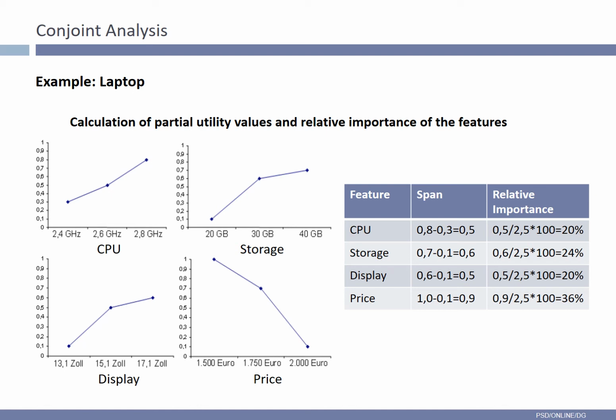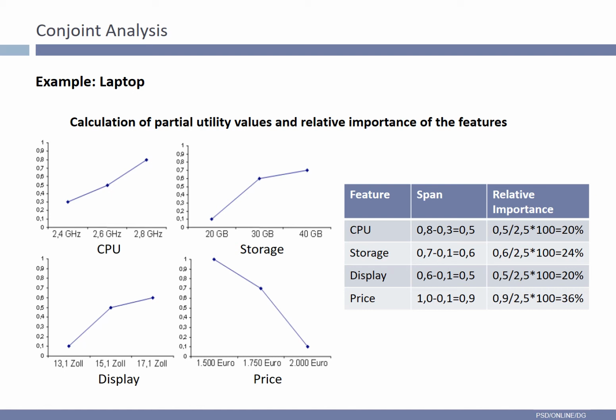On the right side, you see another table that also shows something referred to as the relative importance, which tells us the relevance of the feature for the entire purchasing decision. You can see the CPU has an importance of 20%, the storage of 24%, the price of 36%, meaning that from all of these features, the price seems to be the one that is driving the selection of the product most.